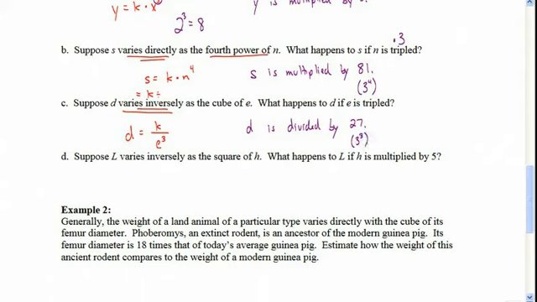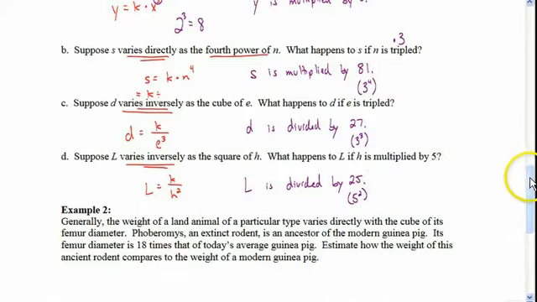And lastly, it says suppose L varies inversely. Again, it's inverse variation here. So we would say L equals k divided by the square of h. What happens to L if h is multiplied by 5? Since this is inverse variation, we would say that L is divided by 5 squared, which we know would be 25.